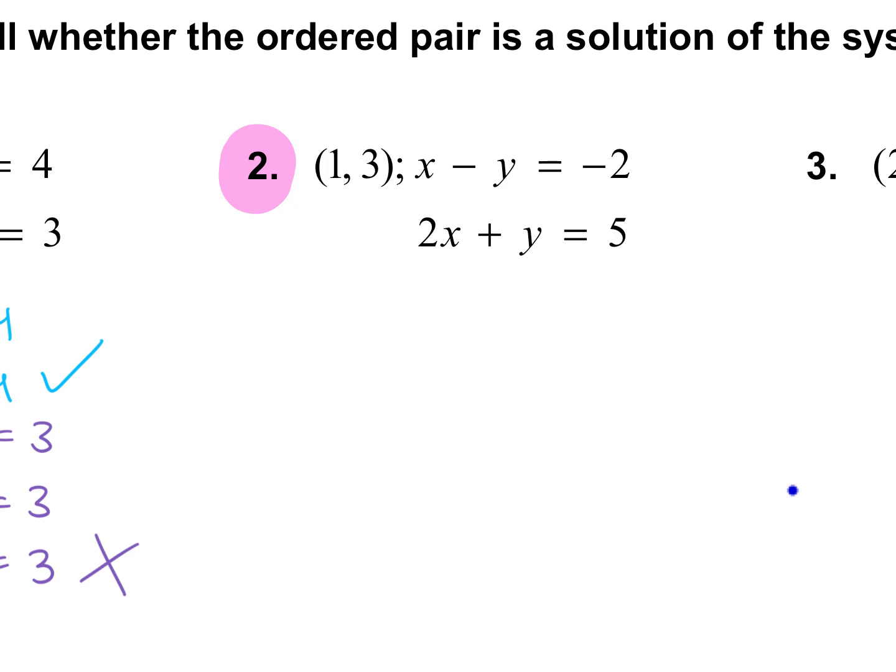How can I tell if the ordered pair is a solution? Plug in the 1 into X, and plug in the 3 into Y. So we're going to do one equation at a time. Starting with the first one, I have 1 minus 3. What's 1 minus 3? Negative 2. So does negative 2 equal negative 2? Yes. So it works in the first equation, but we always have to check both.